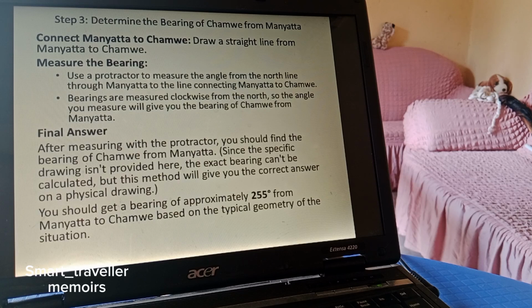Step 3. Determine the bearing of Chamwe from Manyata. Connect Manyata to Chamwe. Draw a straight line from Manyata to Chamwe. Measure the bearing. Use a protractor to measure the angle from the north line through Manyata to the line connecting Manyata to Chamwe. Bearings are measured clockwise from the north, so the angle you measure will give you the bearing of Chamwe from Manyata.